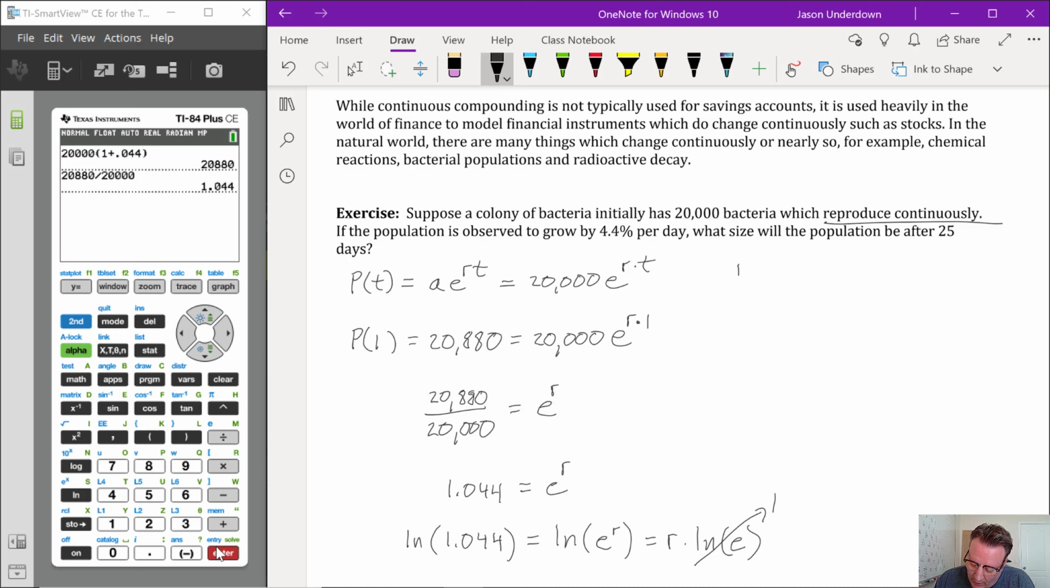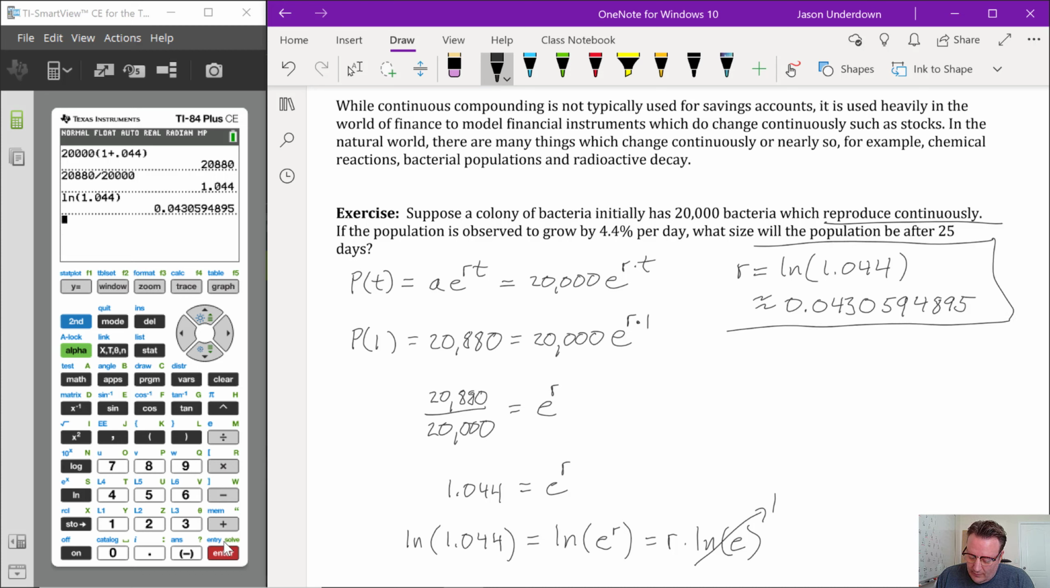So we get that r equals the natural log of 1.044, which is about, we use this ln button for natural logarithm, 1.044. Notice it's a little less than 4.4%. It's about 0.04305948995. I'm going to write out all the digits again because we need to be careful when doing exponentials and not truncate our growth rate too aggressively. So there's our growth rate.